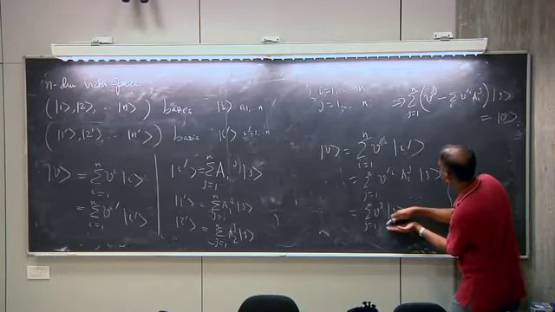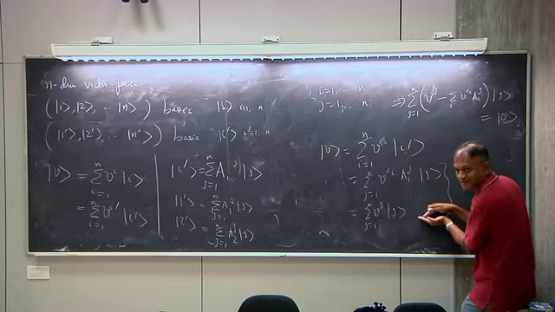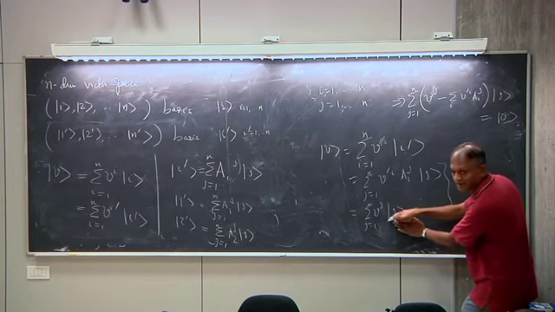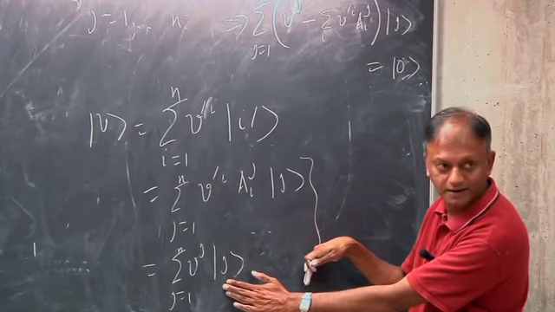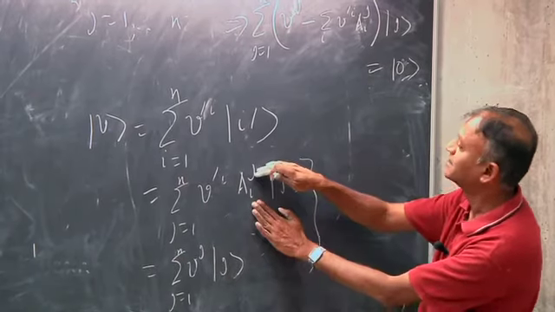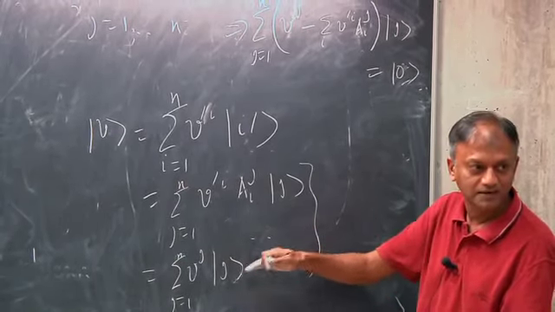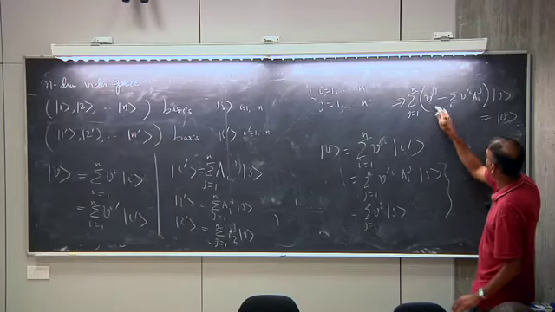Correct? All I've done is I've taken this on the other side. We have this is equal to that, right? I take this on the other side, so this minus that should be the null vector. If these two vectors are equal, this minus that must be equal to the null vector. That's what I've done here.